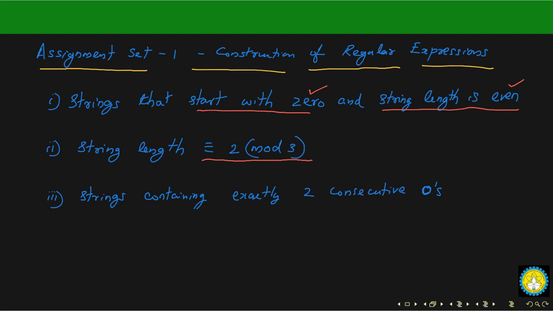And then we have the third question: strings containing exactly 2 consecutive zeros. Here the word consecutive is very important. We have already shown how to solve for strings containing exactly 2 zeros. Here it is slightly different. It is strings containing exactly 2 consecutive zeros. What we want is 2 zeros which are consecutive.